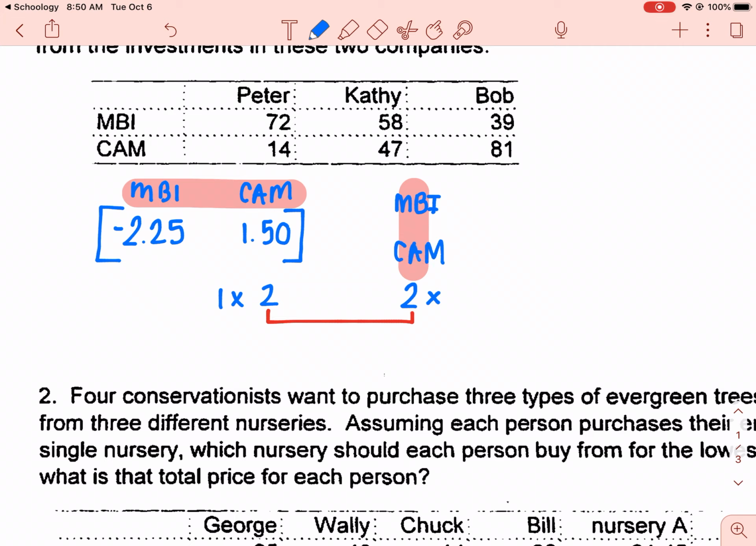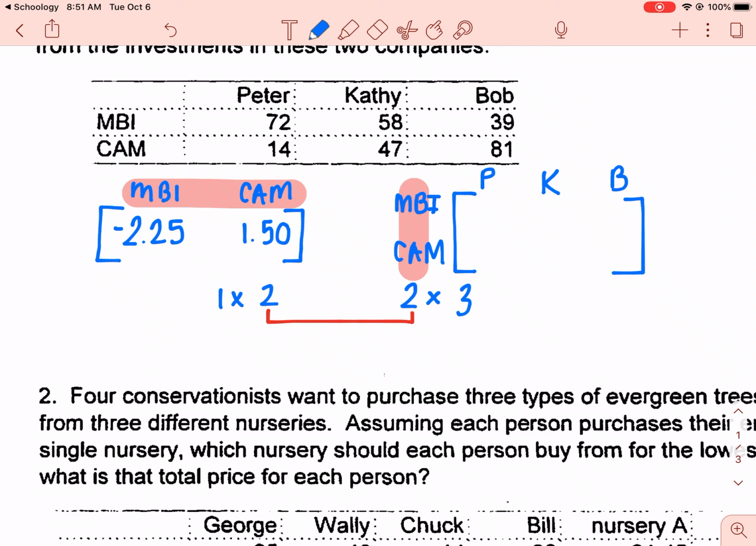Now we have to think, what am I trying to find? Well, I'm trying to find each person's total gain or loss. So that means people need to be the top of my columns. This is going to be P for Peter, K for Kathy, B for Bob. And notice I now have a 2 by 3. So let me fill in the column.